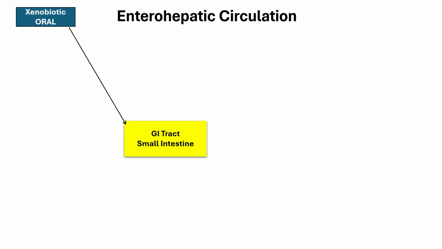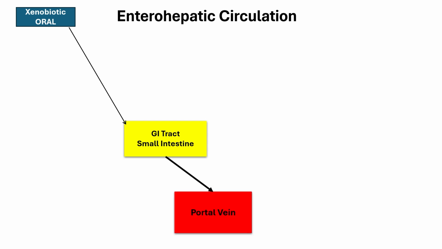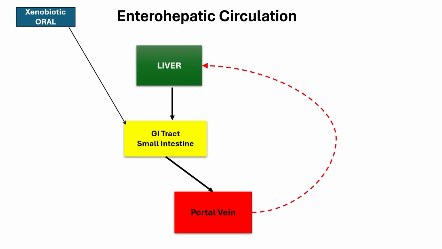Some chemicals last longer in the body than we're expecting it to, and partly that can be due to enterohepatic circulation. Let's talk some about enterohepatic circulation. An orally ingested xenobiotic first enters the gastrointestinal tract, which is still technically outside the body. Once absorbed, it moves into the portal vein, where it then delivers it directly to the liver.